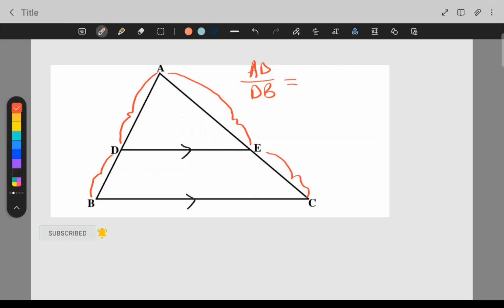So then I do the same on the right hand side. I say top over bottom. So that's what the theorem says. And the reason is prop theorem. And then you can just write because the line DE is parallel to BC. That will be your reason for the prop theorem. So that's one way of doing it.